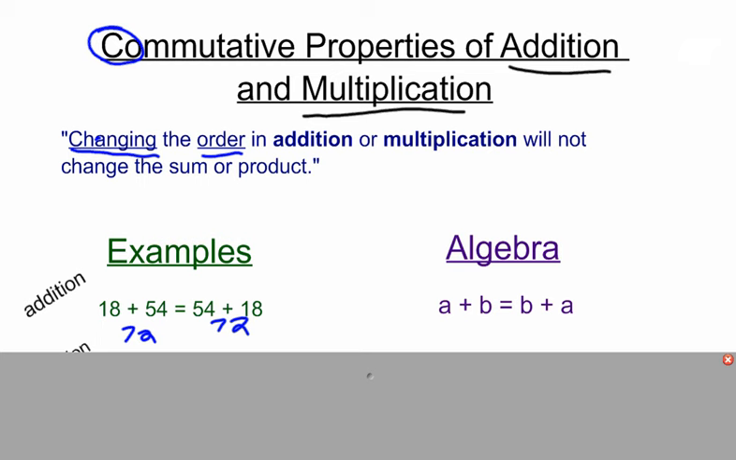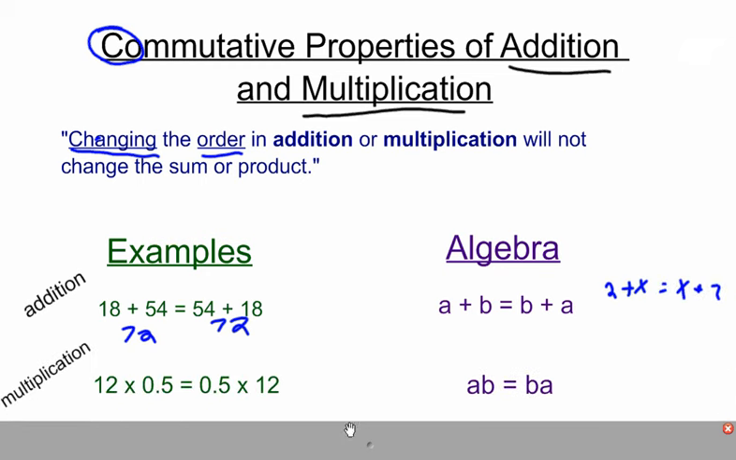If we're talking about algebra, a plus b would be the same thing as b plus a, or whatever variables you have. You could say 2 plus x. That's the same as x plus 2. Same thing. Those would be the same.